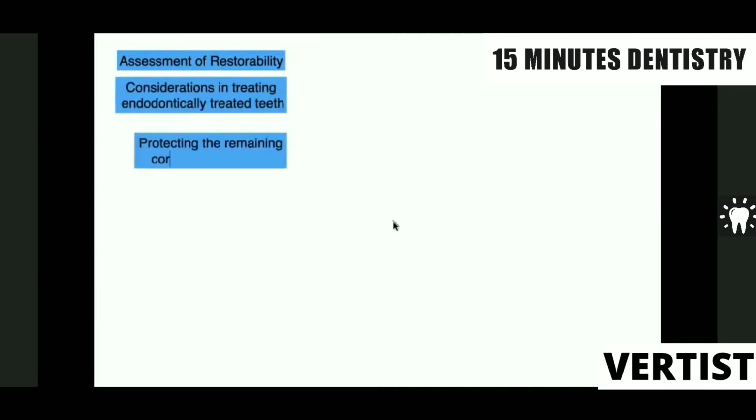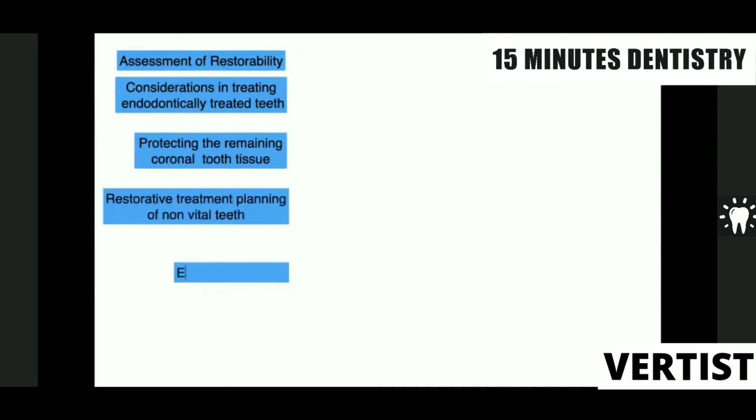And then we go in for protecting the remaining coronal tooth structures, restorative treatment planning of non-vital tooth, because root canal treatment has been done, evaluation of tooth or teeth, factors determining the post-selection, and clinical recommendations or considerations. This is what I thought I'll write for this paper. You can write another way also, but a flow chart, like I said. Anything can be thought about.